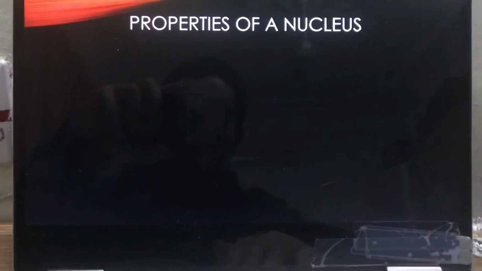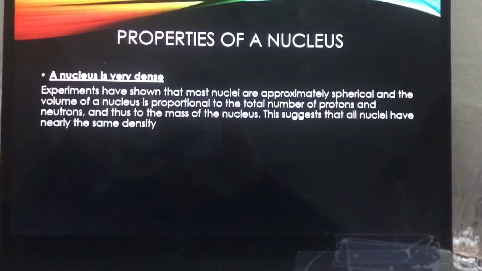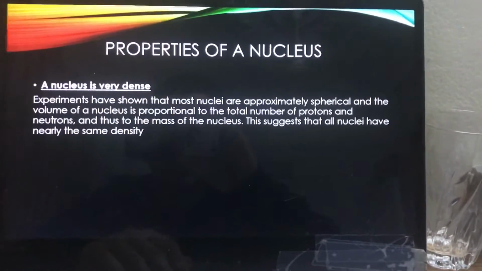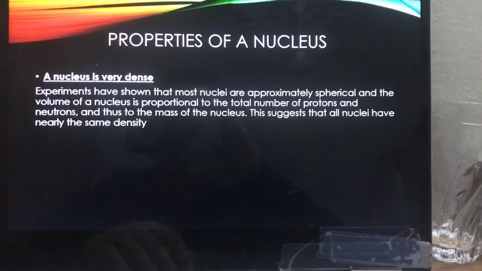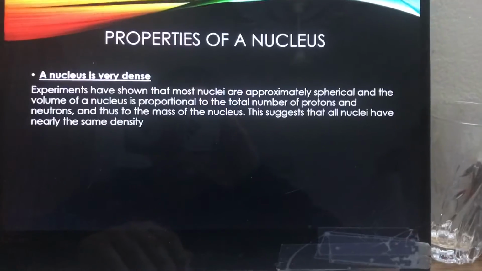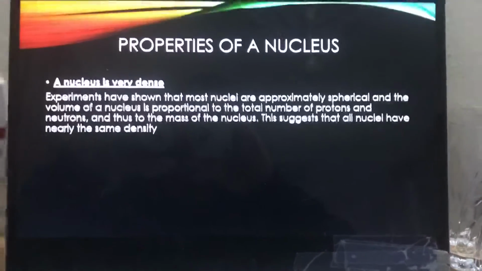Now, the properties of a nucleus. A nucleus is very dense. Experiments have shown that most nuclei are approximately spherical, and the volume of a nucleus is proportional to the total number of protons and neutrons, and thus to the mass of the nucleus. This suggests that all nuclei have nearly the same density.